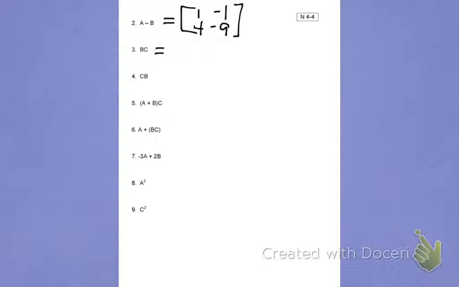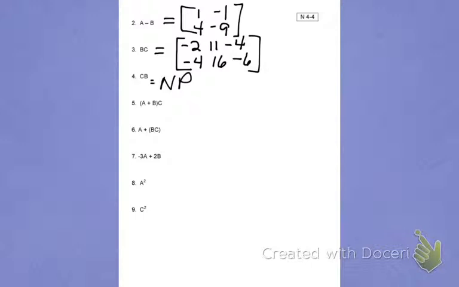For B times C, you're going to get -2, 11, negative 4, and then negative 4 again, and 16, and negative 6. For C times B, that's not possible. You can tell that by the dimensions, but if you put it in your calculator, you're going to get an error message and it will be not possible.